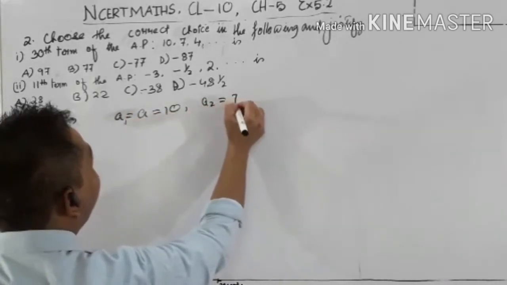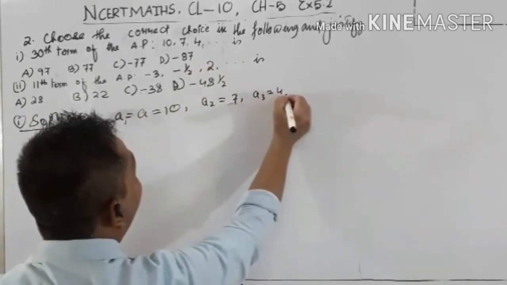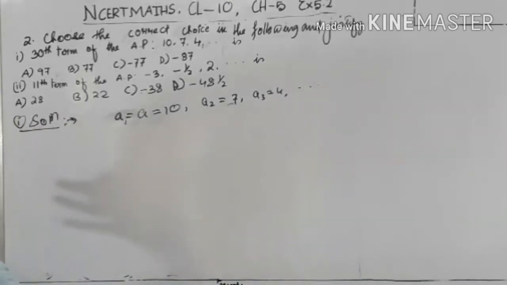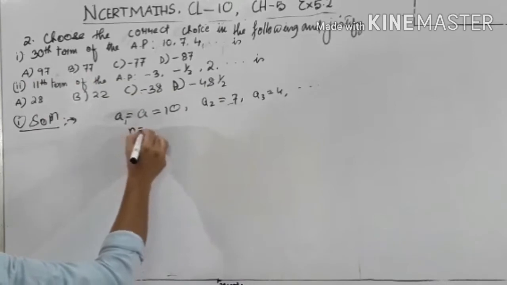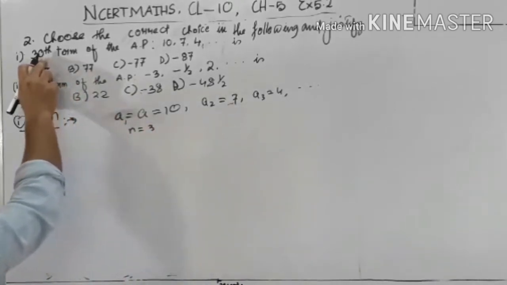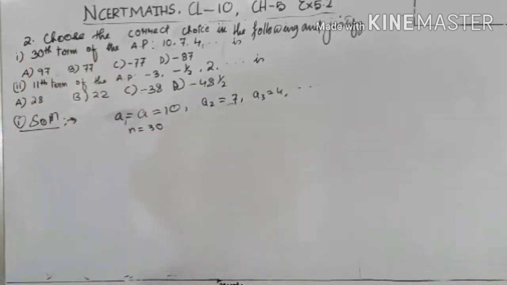A2 is 7, and then A3 equals how much? There is 4, and so on. In this case, what is given? N is also given. Why is N given? Because it is the 30th term, we have to use that. N equals 30, right? And then what do we have to find out? We have to find the 30th term of the AP, right?